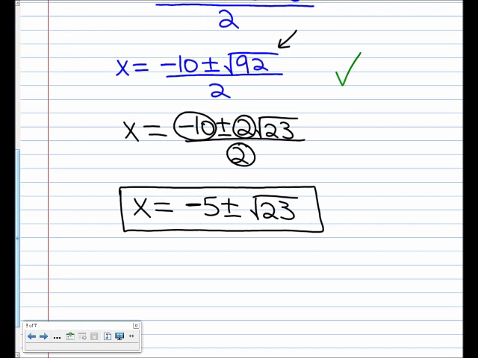Now, if I asked you to go on the calculator and actually do negative 5 plus the square root of 23, you would get, let's see, negative 5 plus the square root of 23. You would get negative point, I'm just going to round here to, let's just go 3 after the decimal, 204. Or if I did negative 5 minus the square root of 23, you would get, oh, not minus, I want plus.